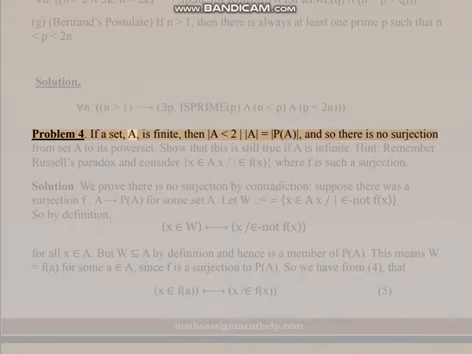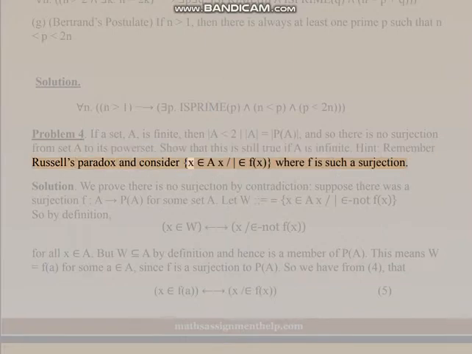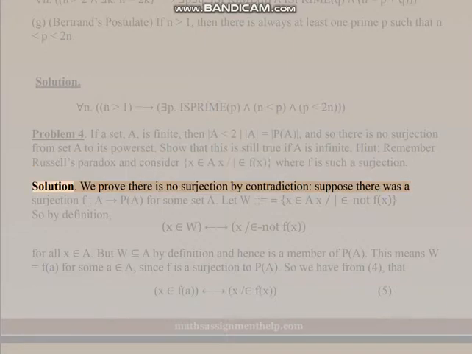If a set A is finite, then |A| less than 2^|A| equals |P(A)|, and so there is no surjection from set A to its power set. Show that this is still true if A is infinite. Hint: remember Russell's paradox and consider {x in A | x not in f(x)}, where f is such a surjection. Solution.